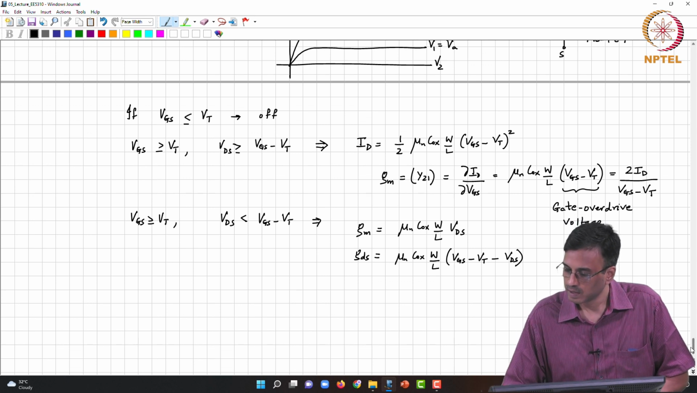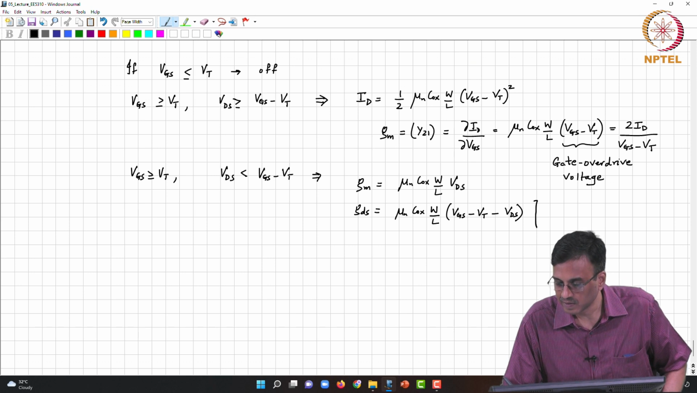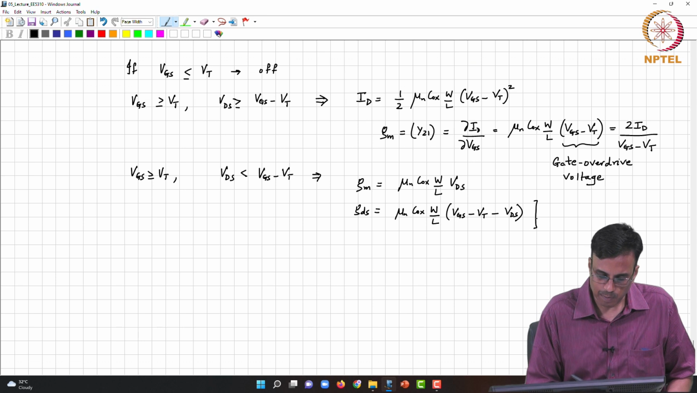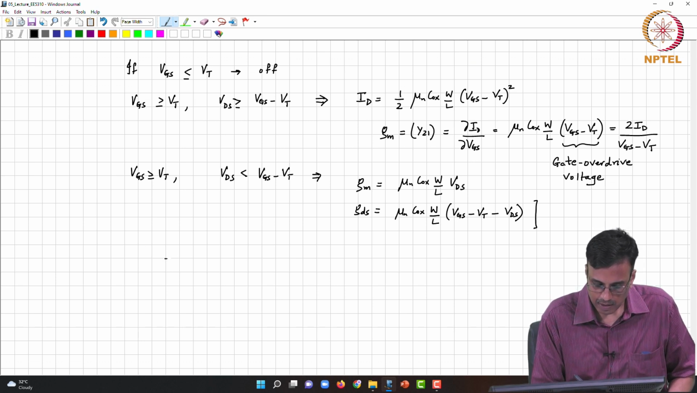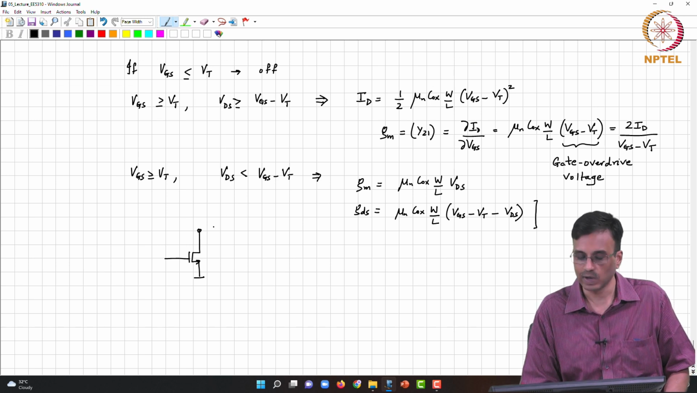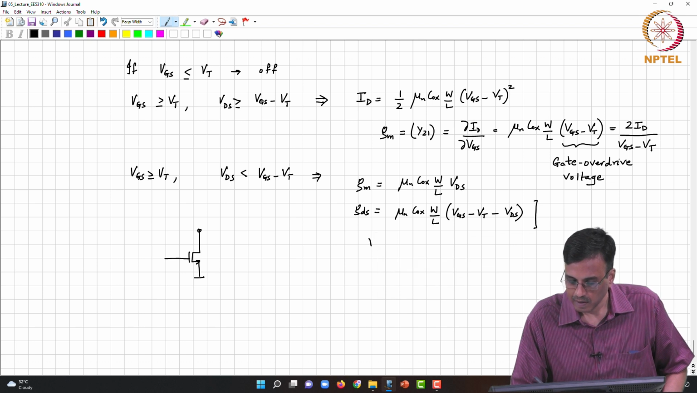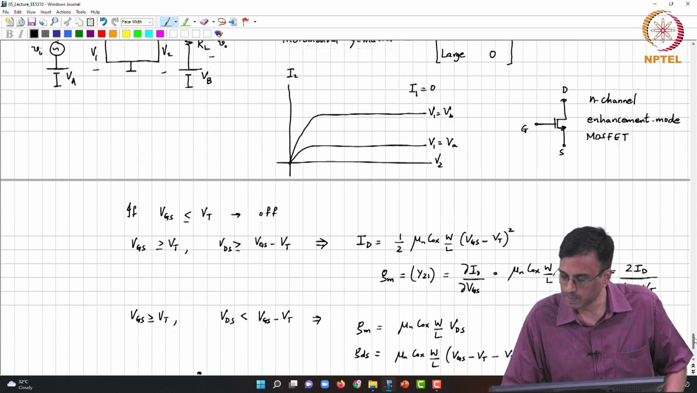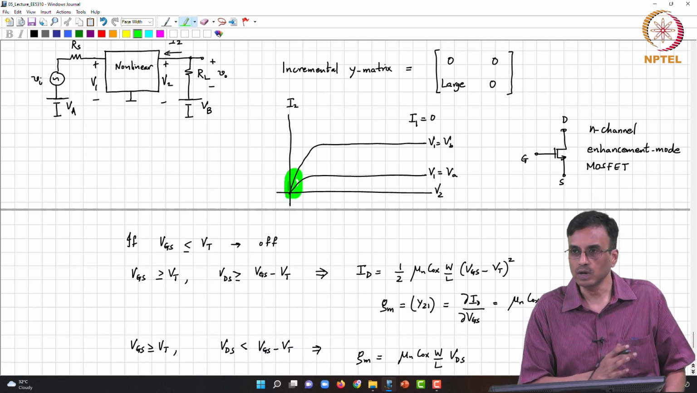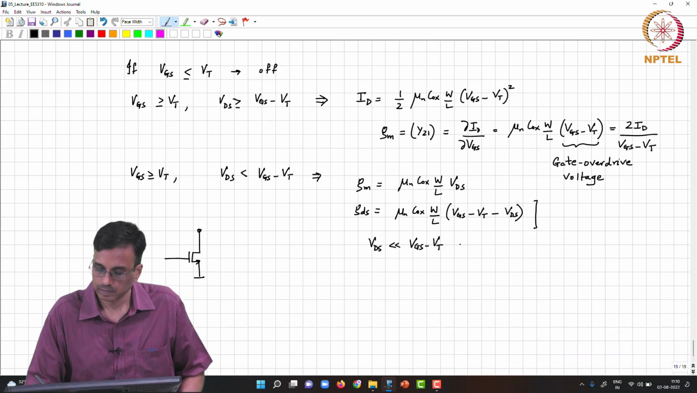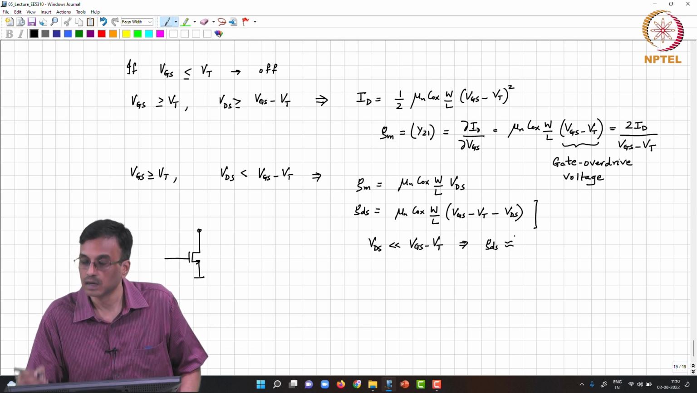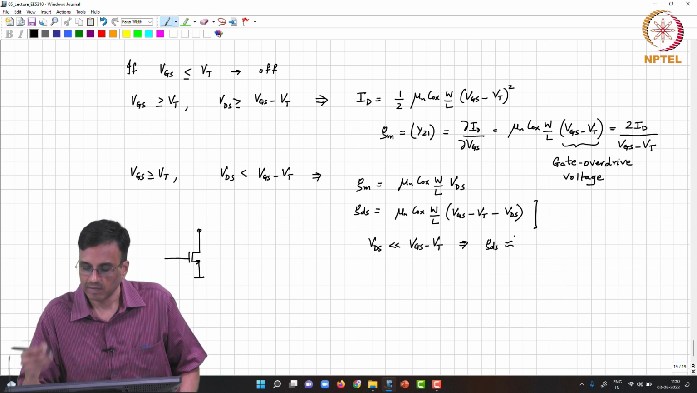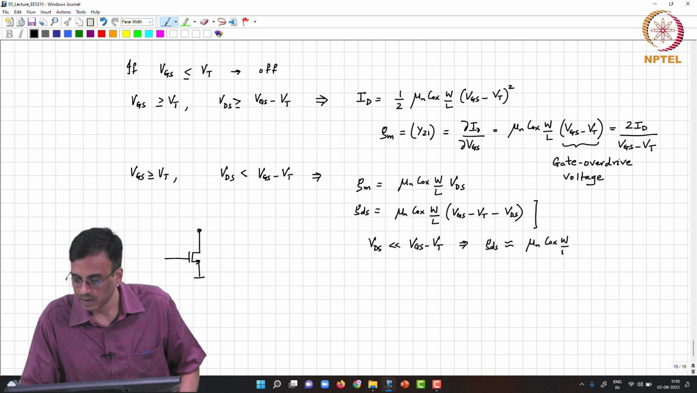For a special case, you might think that this is not really a useful region of operation, but it turns out that in many cases you are operating the device around an operating point of VDS equal to 0, or VDS is very, very small, meaning much, much smaller than VGS minus VT. So what comment can you make about the operating region? We are operating somewhere here, deep in triode. Then what can we neglect here? GDS is approximately, we can neglect VDS. So basically this is mu n Cox W by L times VGS minus VT.